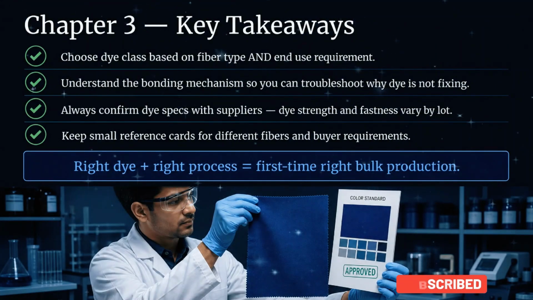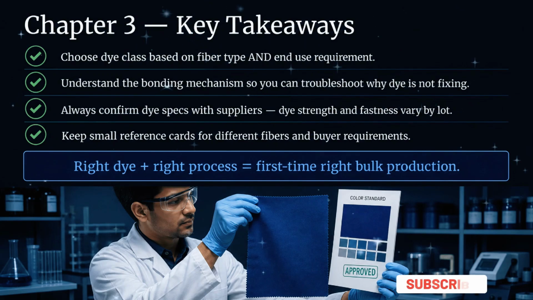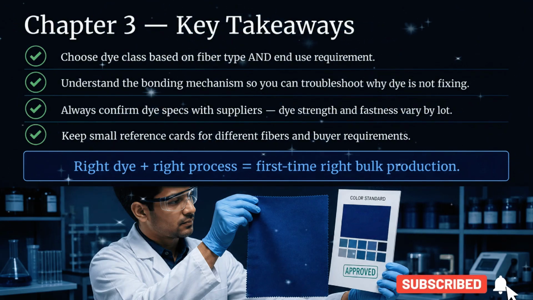The key takeaways for Chapter 3 are: choose the dye class based on fiber type and end use. Understand the bonding mechanism for troubleshooting. Always confirm dye specs with suppliers, and keep reference cards for quick checks. The right dye plus the right process equals first-time right bulk production.